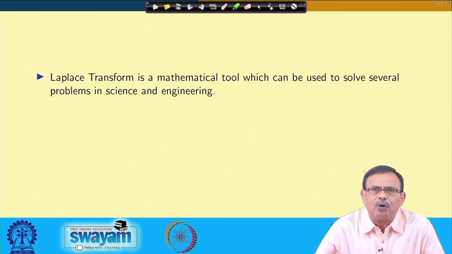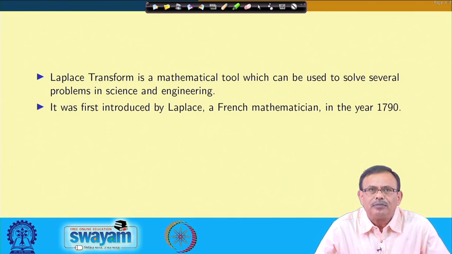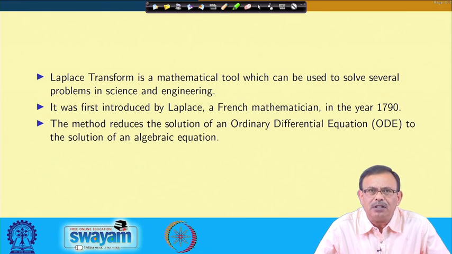Laplace transform, as I told, is a mathematical tool which can be used to solve several problems in science and engineering. It was first introduced by Laplace, as I told you earlier, a French mathematician in the year 1790. The method reduces the solution of an ordinary differential equation to the solution of an algebraic equation.